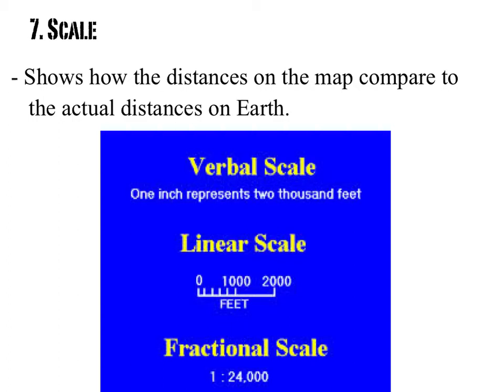You could be looking at a verbal scale, which, on a map, would say something like 1 inch represents 2,000 feet. So if you took out a ruler and you marked off, say, 10 inches on the map, then you would know that those 10 inches corresponded to what distance in the real world? If you said 20,000 feet, then you'd be correct. And this is not as common as it used to be anymore. You won't see too many verbal scale maps on current maps, but you will on older maps, and we'll be looking at a bunch of those.